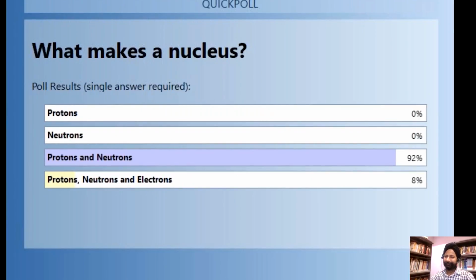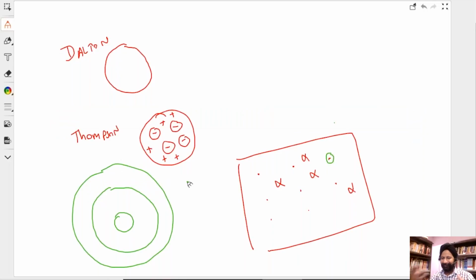Protons and neutrons. Electrons are the ones that are around, right? So protons and neutrons live inside of it, and then electrons go around it. Okay, everybody clear with that? Yeah. Now there were a few problems with this model.